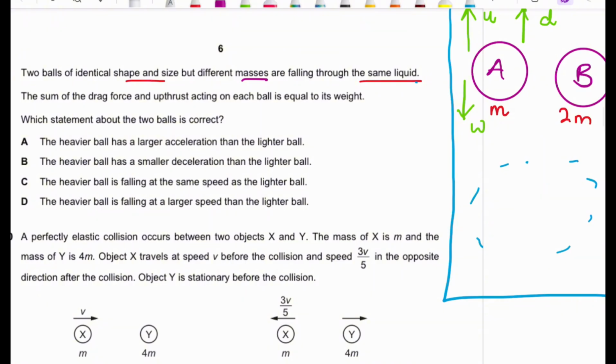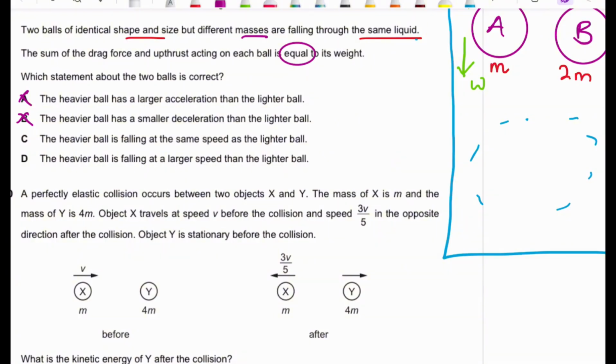The heavier body has a larger acceleration. We can't even talk of acceleration. Why? Because there is no resultant force. There is this word, equal. The forces acting up are equal to the forces acting down. So A and B are wrong because there is no acceleration or deceleration. We're left with C, which states that the heavier body is falling at the same speed, and D says that the heavier body is falling at a larger speed.